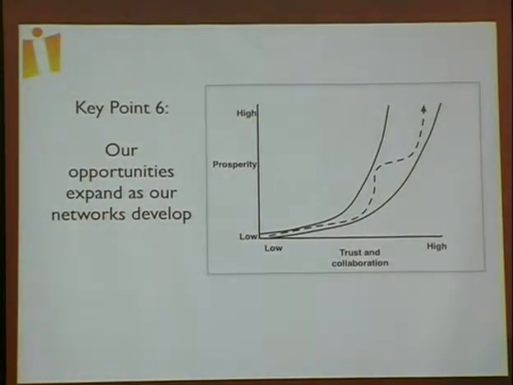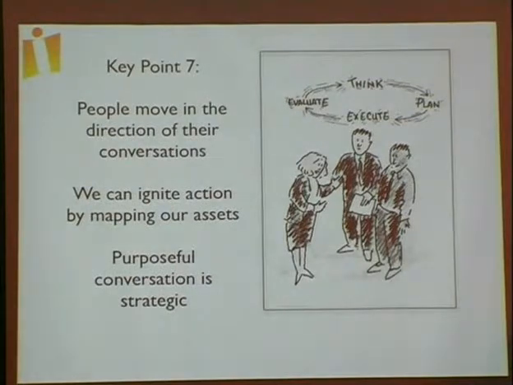Key point number six, if we start doing this, our opportunities are going to start to grow. They're going to start to grow exponentially. Key point number seven, people move in the direction of their conversations. So we can ignite new opportunities by talking about how do we map our assets, how do we connect our assets together in a new and different way.